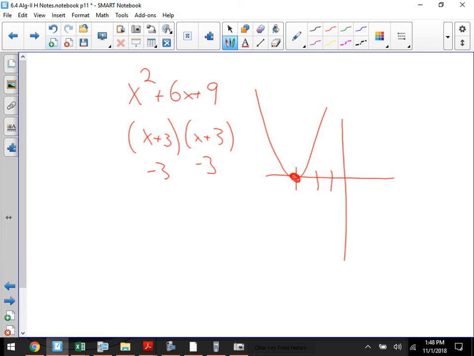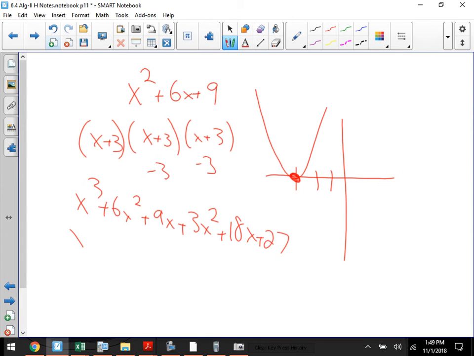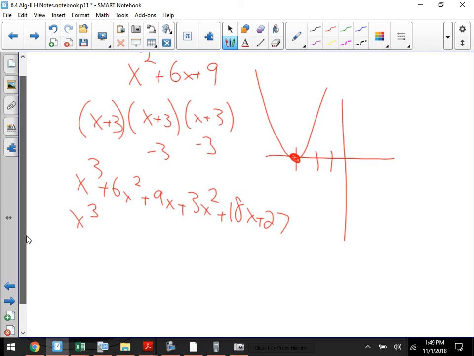If you had x plus 3, x plus 3, x plus 3, that meant you would wind up with x cubed, 6x squared, 9x plus 3x squared plus 18x plus 27. Here, do me a favor. Put these two in your calculator.